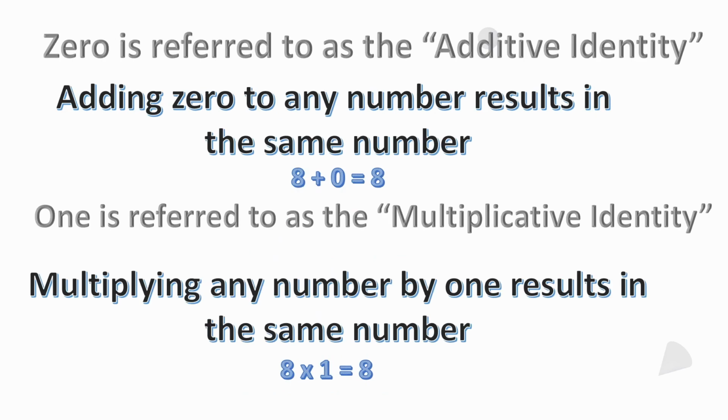Another thing to know is 0 is often referred to as the additive identity, meaning that adding 0 to any number results in the same number. Just like we said, 8 plus 0 is 8. Also, the number 1 is referred to as the multiplicative identity, which means multiplying any number by 1 results in the same number, like 8 times 1 is 8. So if 8 times 1 is 8, then definitely 8 times 0 is not 8.